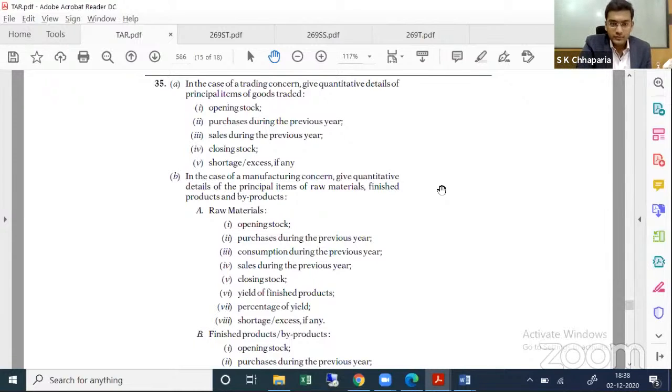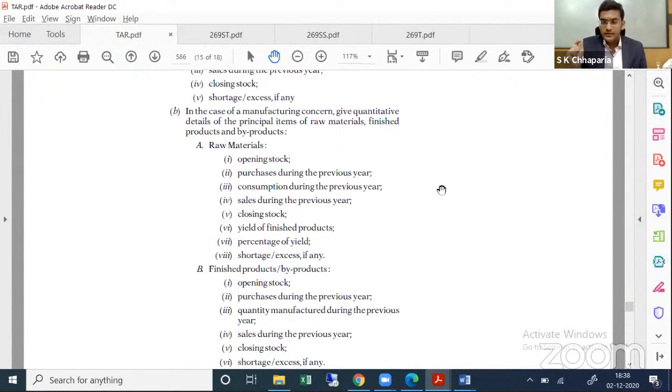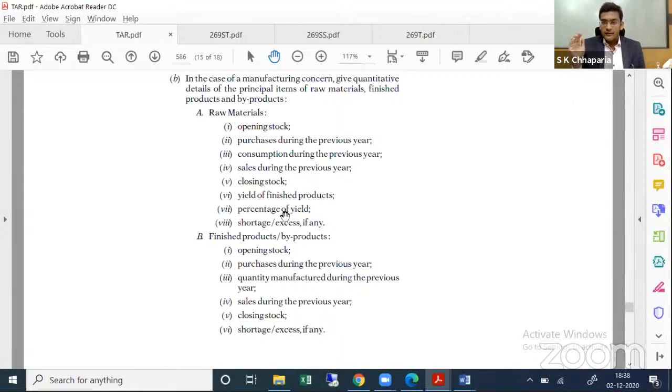I would like to refer to shortage or excess, if any. Clause B, raw materials, point number 8, shortage or excess, if any. This one point is extremely important. We can check from the accounts of the assessee if there is any shortage or excess that they are declaring. So number one, the GST reversal that should take place, which is a separate aspect, has to be reported here.